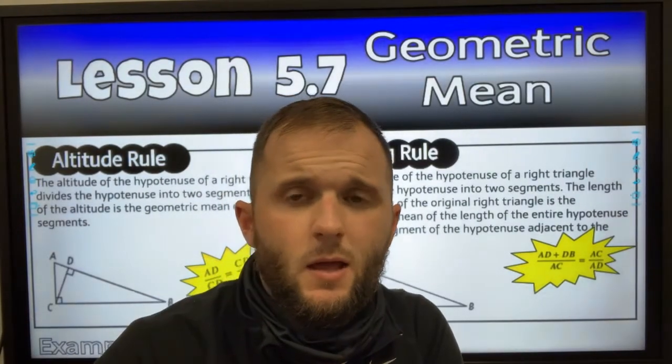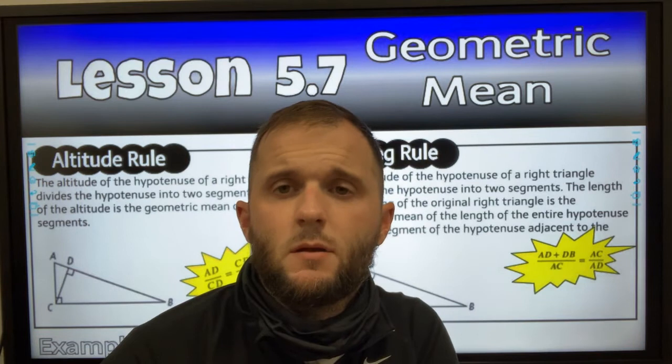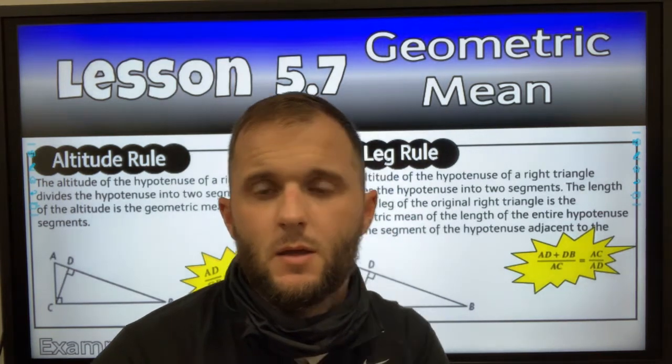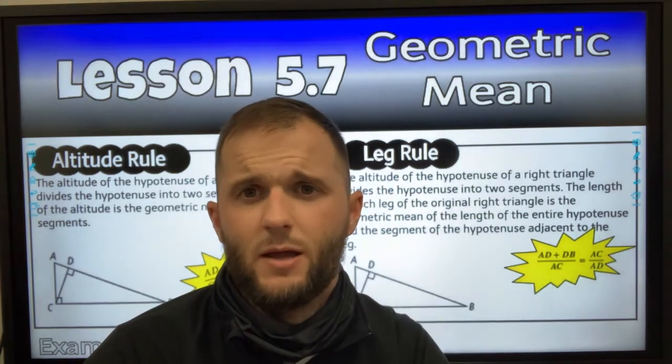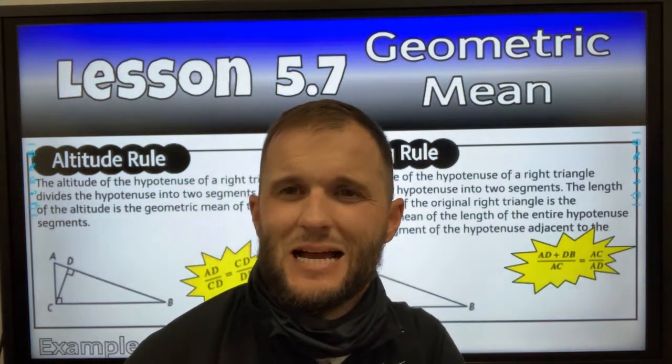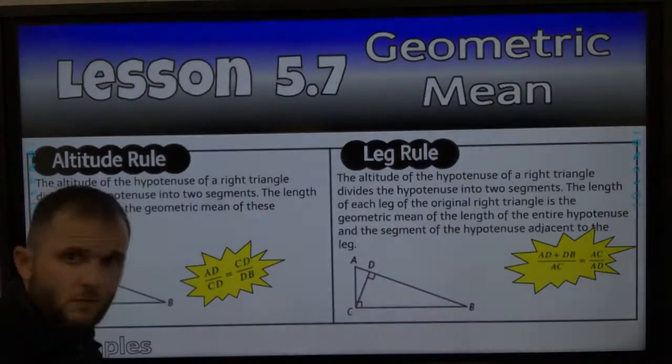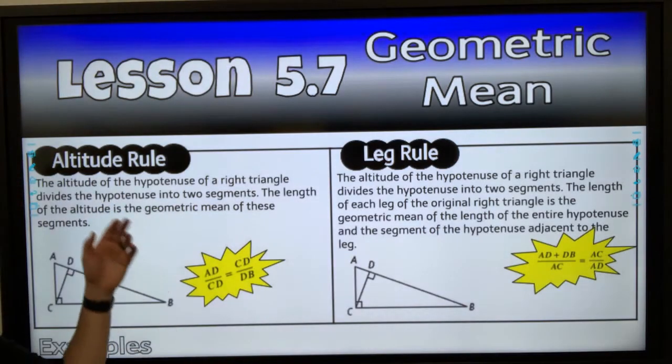Guys, doing good today? We're moving on to 5.7, which is going to be called geometric mean. So basically we're taking a concept and applying it to some right triangles to help us find some missing sides of a right triangle. Let's jump into it.